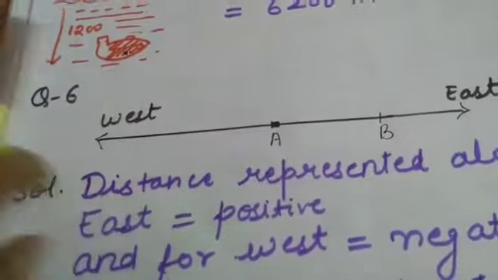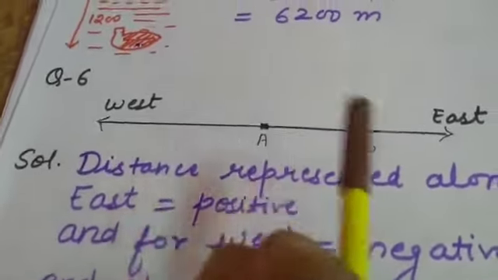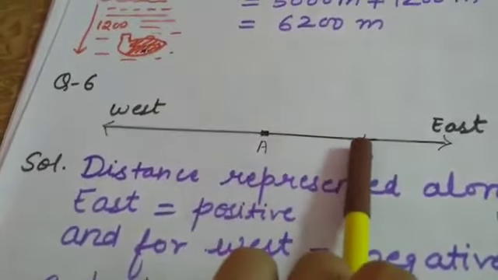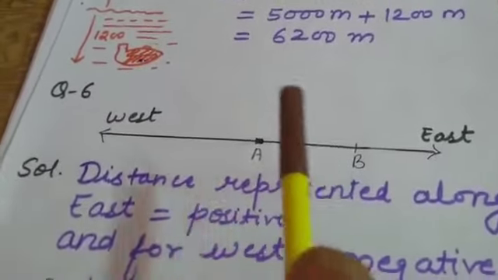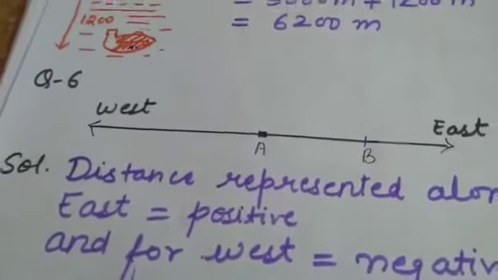Now the question is asking: if the distance towards east is represented by a positive integer, if the distance in the direction east is taken as a positive integer, how will you represent the distance traveled toward west? Simply we will represent it by a negative integer.